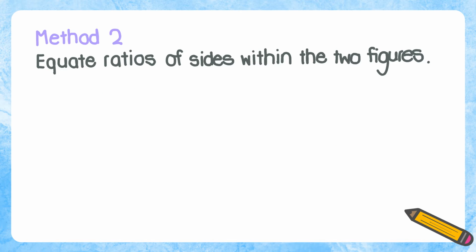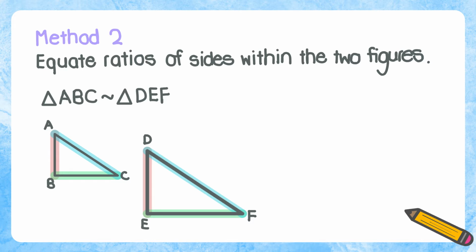We also have another method of setting up a proportion. We can equate ratios of sides within the two figures. One important thing to note here is that regardless of which method you use, you will still end with the same answer. Let's use the same triangles as earlier. So triangle ABC is similar to triangle DEF. And here I've color-coded the corresponding sides. Here's an example of how to set up a proportion based on this method.